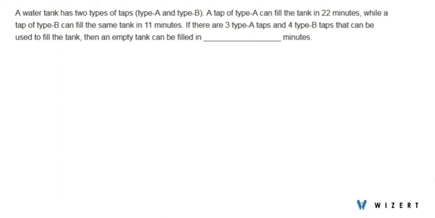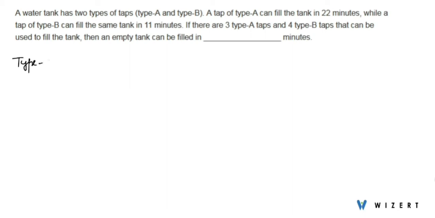A water tank has two types of taps, type A and type B. A tap of type A can fill the tank in 22 minutes while a tap of type B can fill the same tank in 11 minutes. If there are 3 type A taps and 4 type B taps that can be used to fill the tank, then an empty tank can be filled in what minutes?